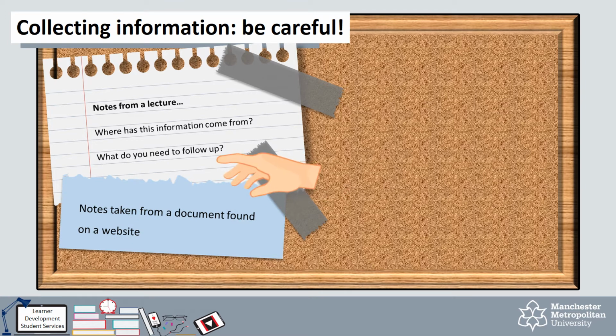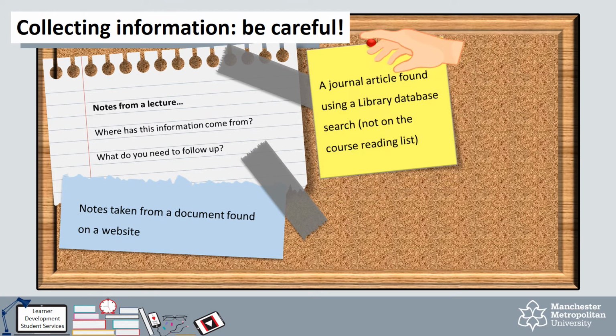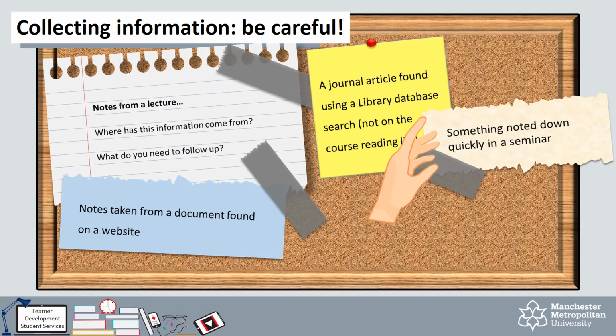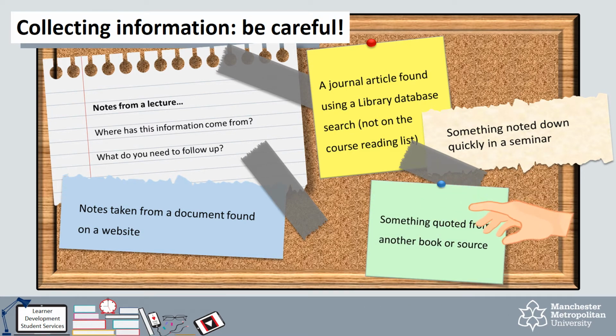As you conduct your own research, you may come across information via websites or maybe from searching databases. It could be something discussed in a seminar that you quickly jotted down, or it could be a quote or a reference to another source that you have found in a book. Managing information from lots of sources can quickly get messy or confusing, a bit like this notice board. If you do not note down where you found the information or who it belongs to, this could lead to inadequate referencing or even accidental plagiarism.